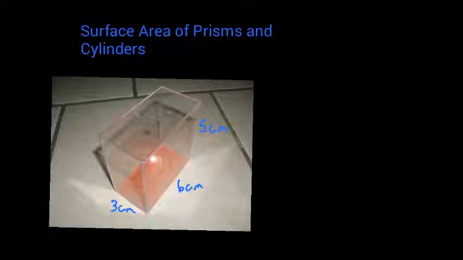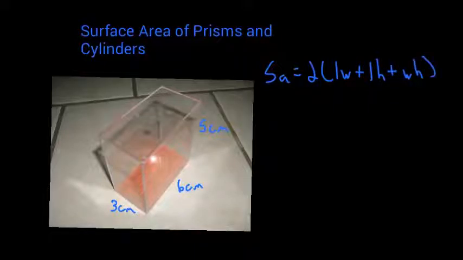Alright, today we're going to do surface area of prisms and cylinders. So to find the surface area of a rectangular prism, the easiest way I found to do it is 2 times length times width plus length times height plus width times height. So what you're doing is taking each of those numbers and multiplying it by the other number, adding it together and then multiplying it by 2.